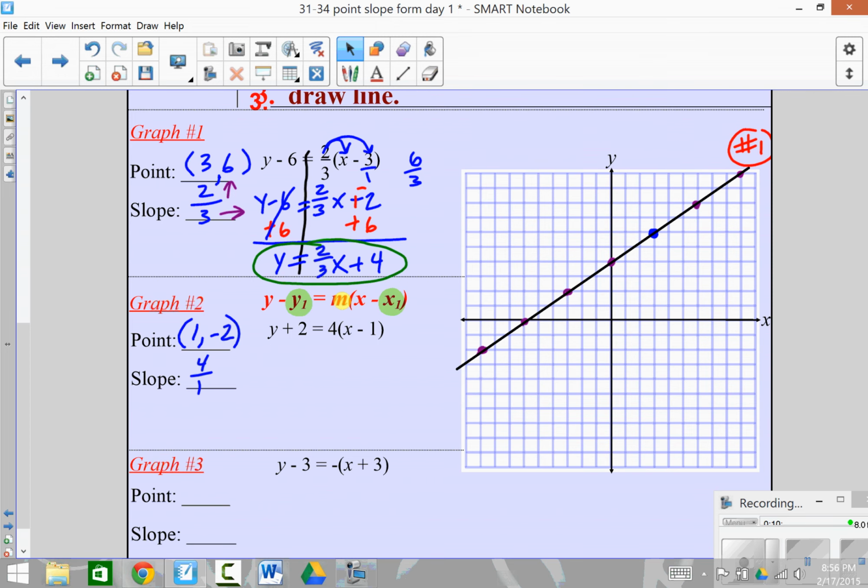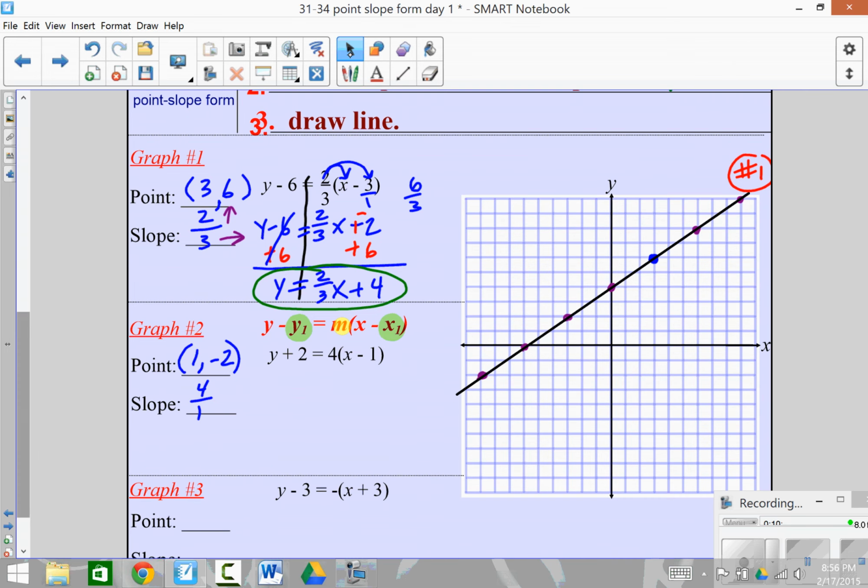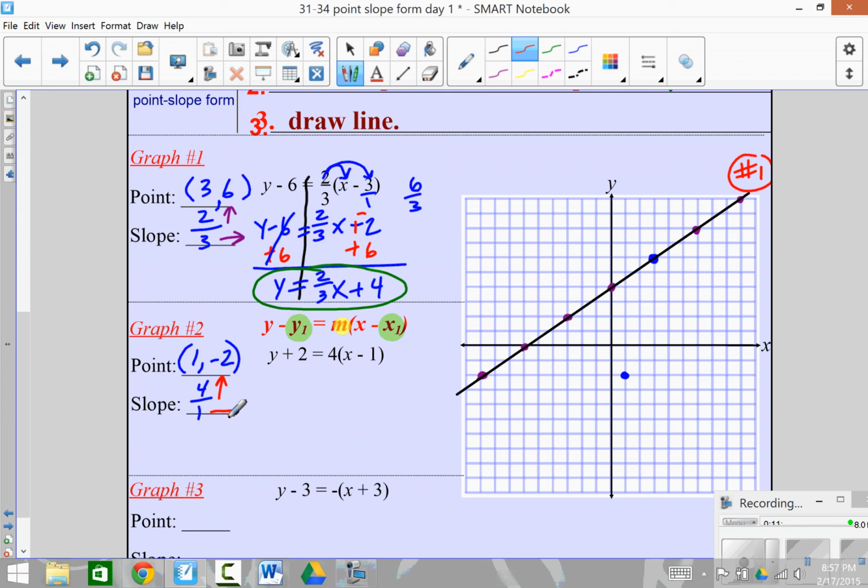Let's go ahead and follow our 3 steps. First step, plot our x1, y1 on the graph. So let's go ahead and plot our first ordered pair. 1, negative 2. So 1 over to the right and down 2. And then our slope, 4 over 1. So rise 4, run 1. 1, 2, 3, 4 over 1.